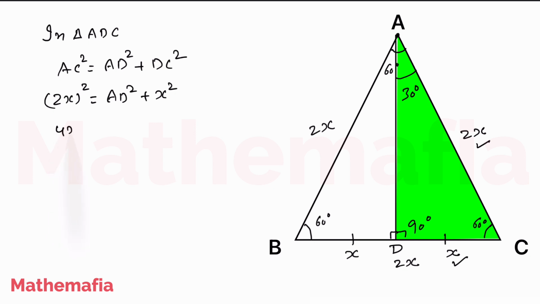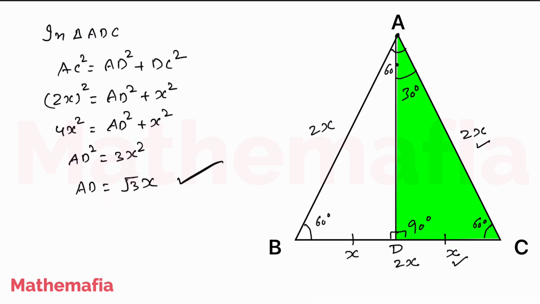So this means 4x square is equal to AD square plus x square, or we can say AD square is equal to 3x square, which means AD is equal to square root 3 x, and that's what we wanted to prove, that this side is square root 3 x. So the smaller side is x, the hypotenuse, the longest side, is 2x, and the other leg is square root 3 x for a 30-60-90 triangle.